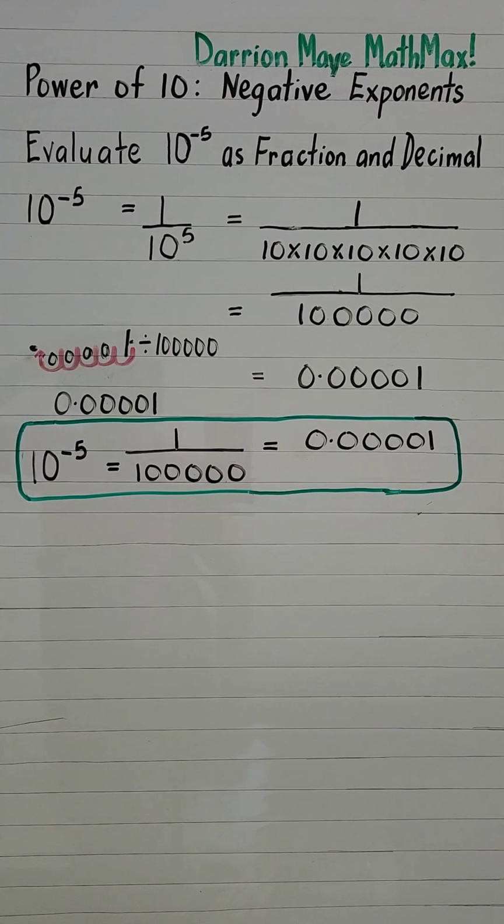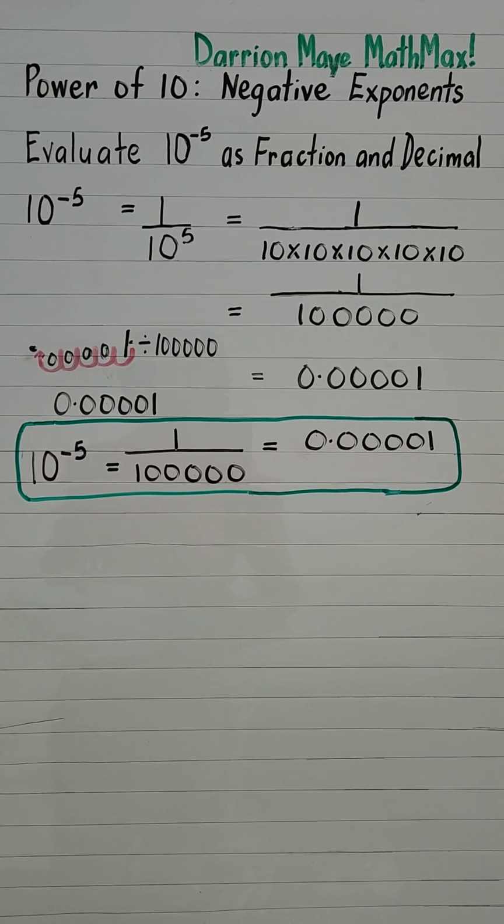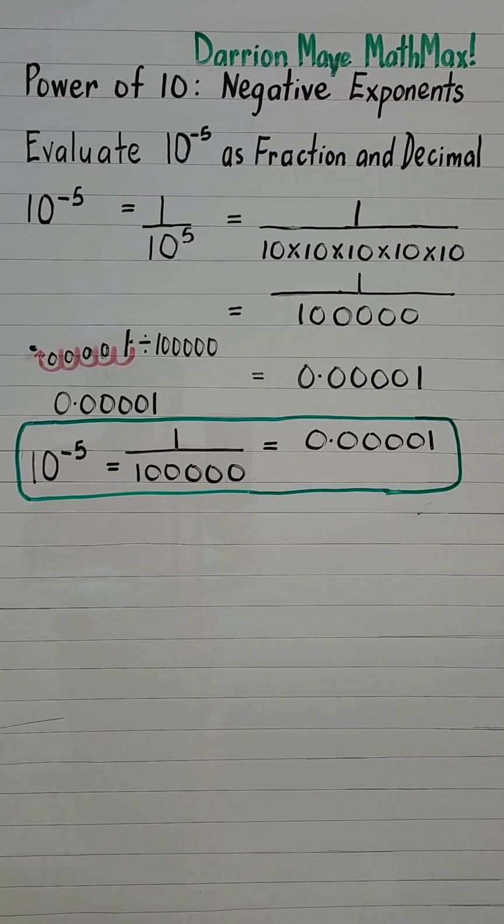And therefore, when we evaluate 10 to the negative 5 as a fraction and a decimal, we have 10 to the negative 5 is equal to 1 over 100,000 as a fraction, and 0.00001 as a decimal. So let's recap what we did.